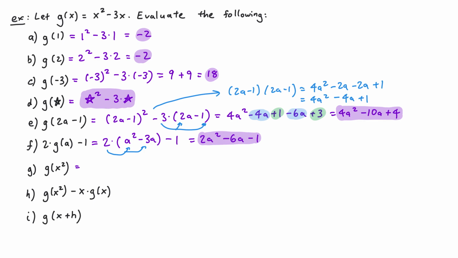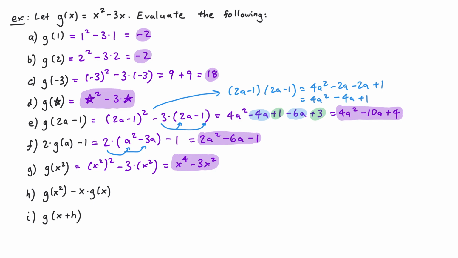So our output is going to look like x squared squared minus 3 times x squared. Simplifying this, if I have x squared squared, basically we're doing x squared times itself, we'll end up with 4 factors of x, so this is x to the 4th power, and then minus 3x squared. So g of x squared is x to the 4th power minus 3x squared.